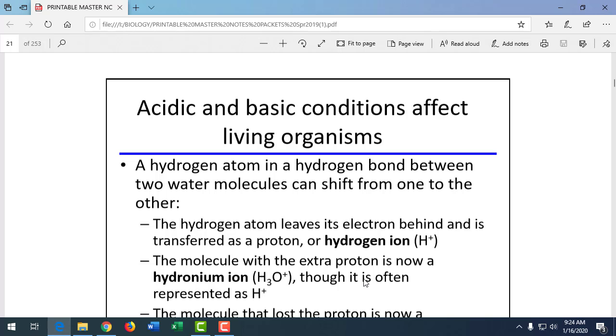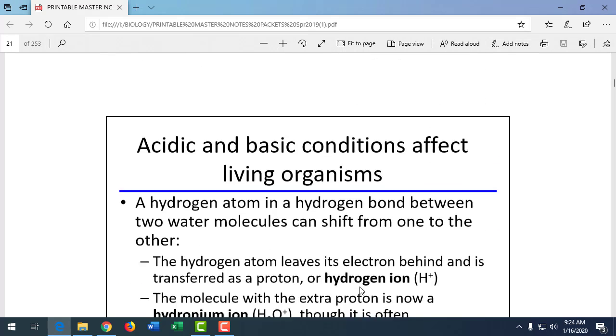Okay, so acids and bases is the next topic, and I think I'm going to save that for when we get back together because that's a whole different topic.